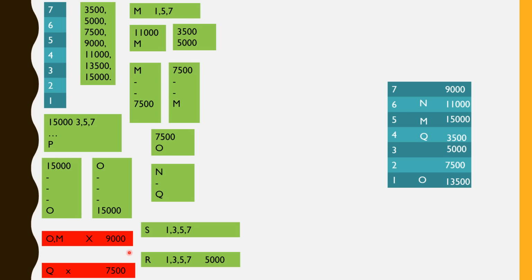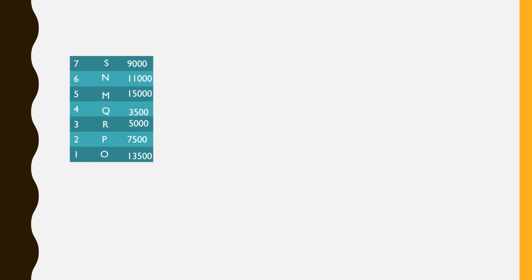and we cannot get any other condition which satisfies N dot Q as well as Q not lying at 7,500. Now it is given R has an income of 5,000, so R will automatically shift to floor number 3. Next, it is given S lies on an odd number floor. Since only floors 2 and 7 are left, and 7 is odd, S will sit on floor number 7, and the last person P will automatically shift to floor number 2. So this is our final solution.